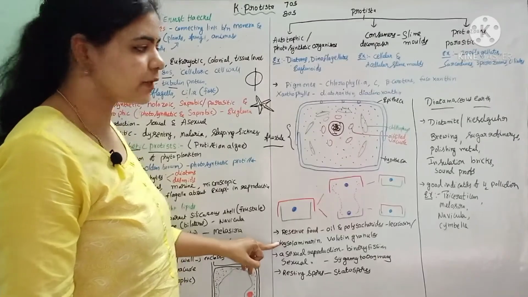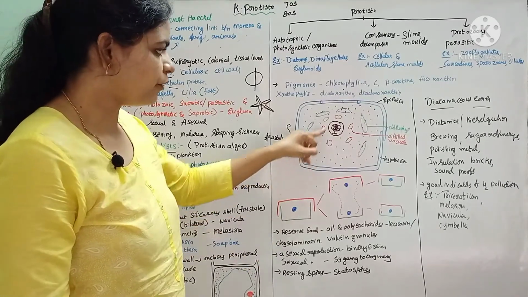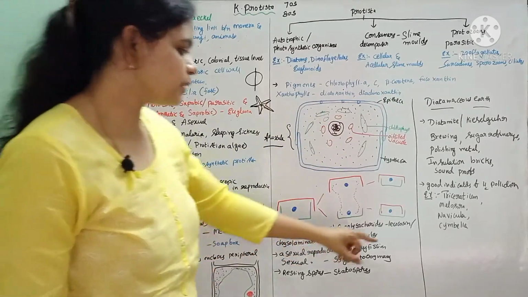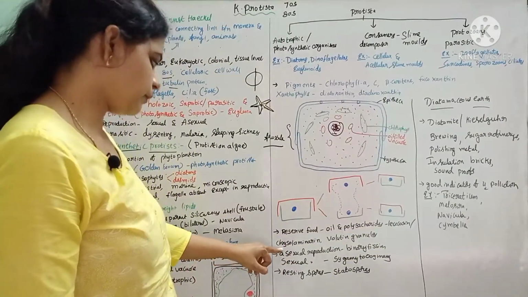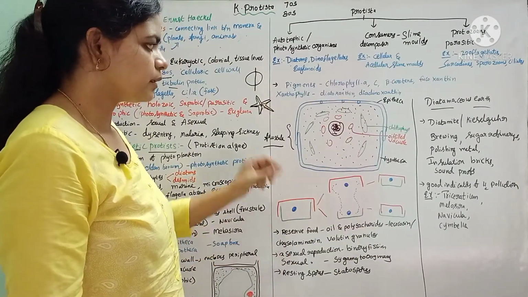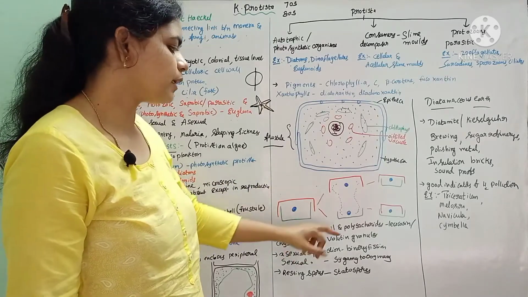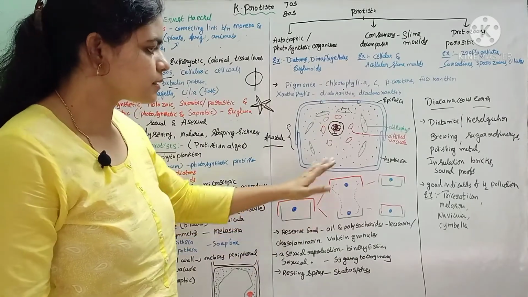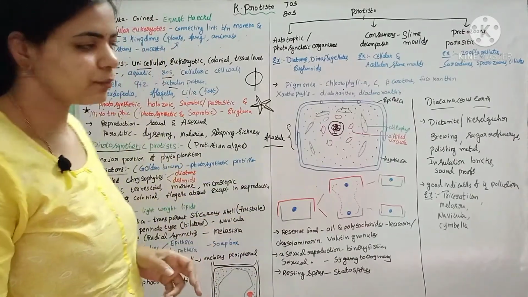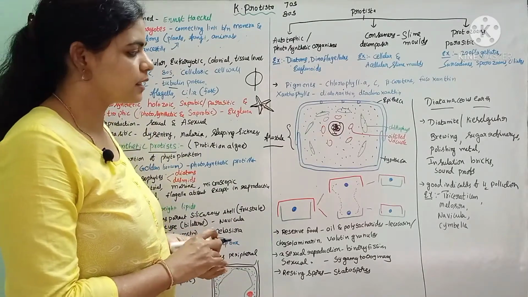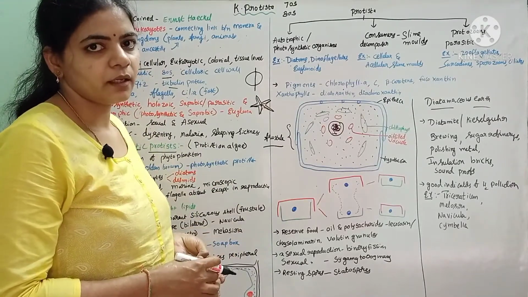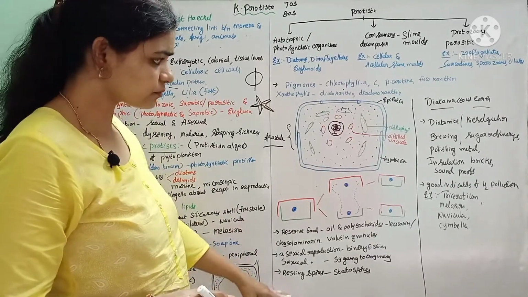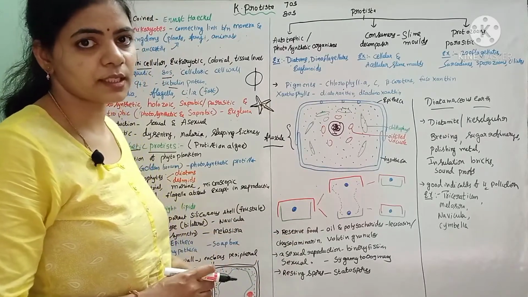The reserve food materials are stored in the body in the form of oil and polysaccharide. The structures which store oil and polysaccharides are called leucosin or chrysolaminarin. And in this, volutin granules are also present. In Monera, we have studied the volutin granules: if they store excess phosphate reserves, they are called volutin granules.